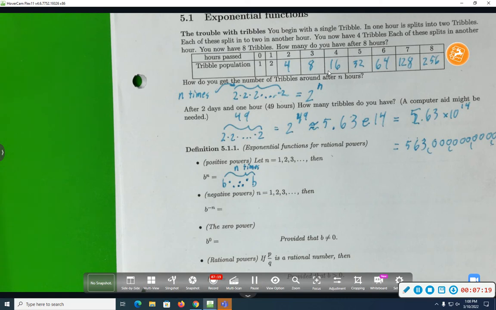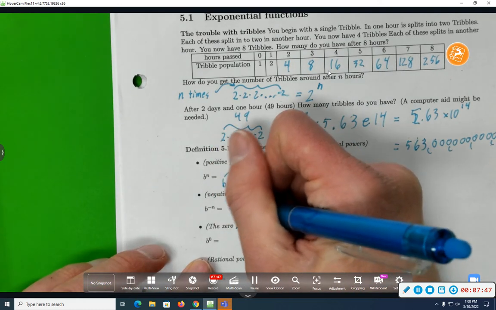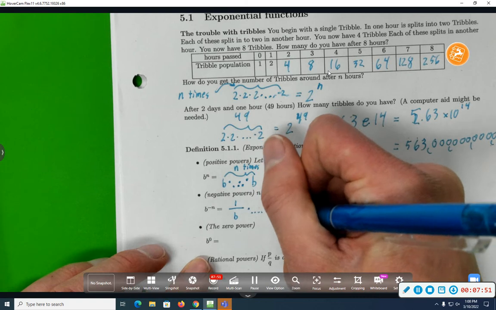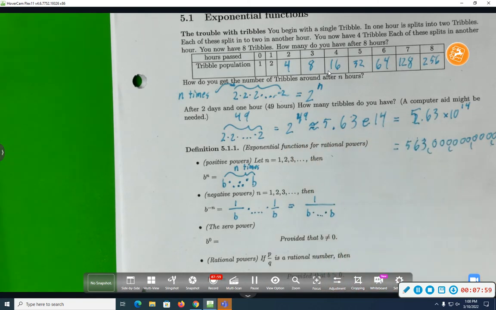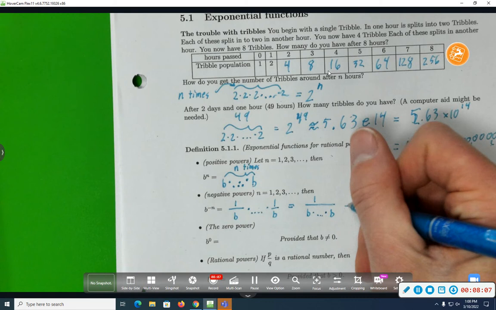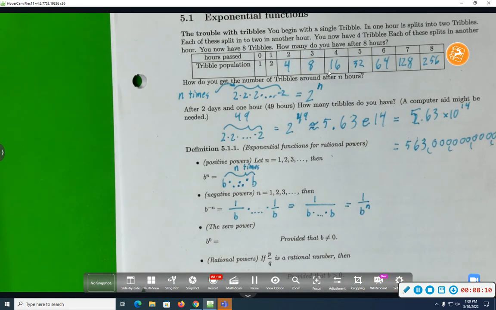What if I have a negative power of b? What does b to the power negative 1 mean? Okay, I'll say what it means. The opposite of multiplying is dividing. So the opposite of multiplying by a number n times should be dividing by that number n times. That's what b to the negative n means: 1 over b times dot dot dot times 1 over b, n times. Or if you prefer, that's the same as 1 over b times b times b times b, n times. So a negative exponent just means that you really have a positive exponent, it's just in the denominator.